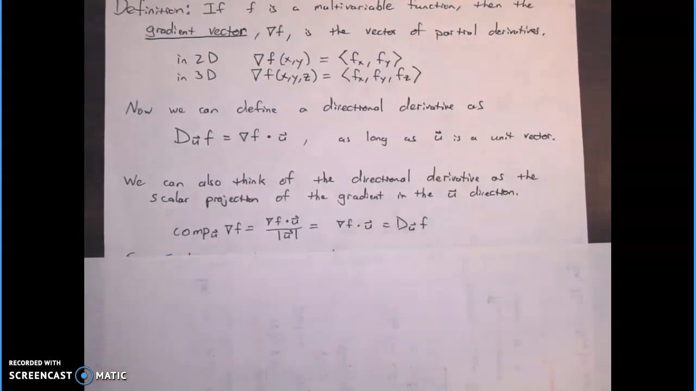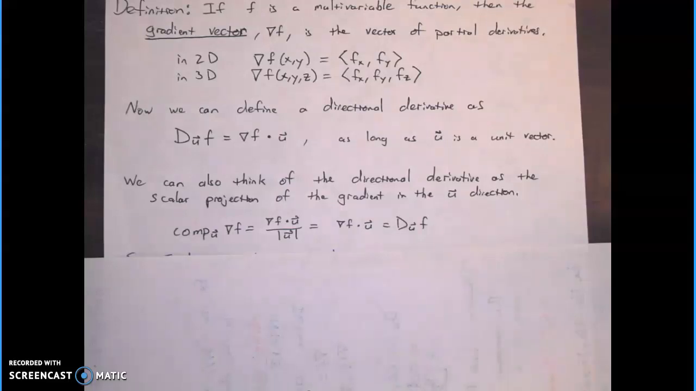And so now you have another way of thinking of directional derivatives. It's just a projection of the gradient in a certain direction. So you compute the gradient, you pick the direction that you want to go, and you look at how much of the gradient is going in that direction. And that's your directional derivative.